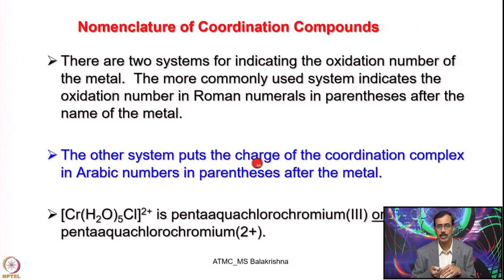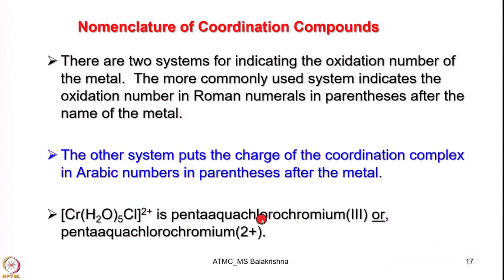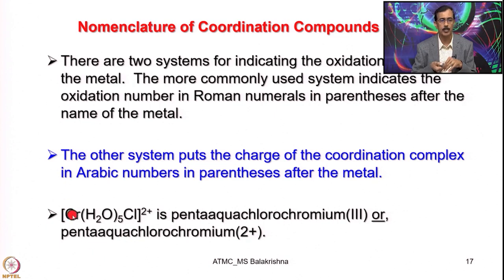The other system puts the charge of the coordination complex in Arabic numbers in parentheses after the metal, something like this. It appears to me this is more appropriate rather than writing like this, and this should be used only when we are using a symbol. And even when you are expanding any element like chromium, then it should again come in Roman numerals in the bracket. And writing the full name of an element and putting 2 plus as a superscript also doesn't look good. This is the correct practice.